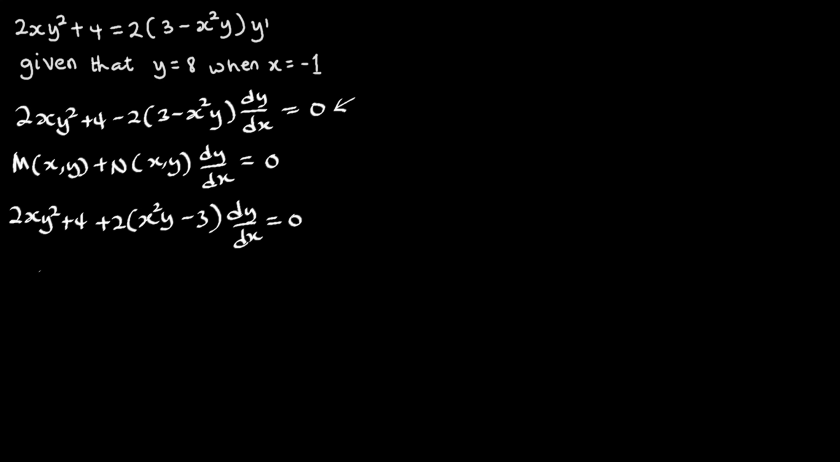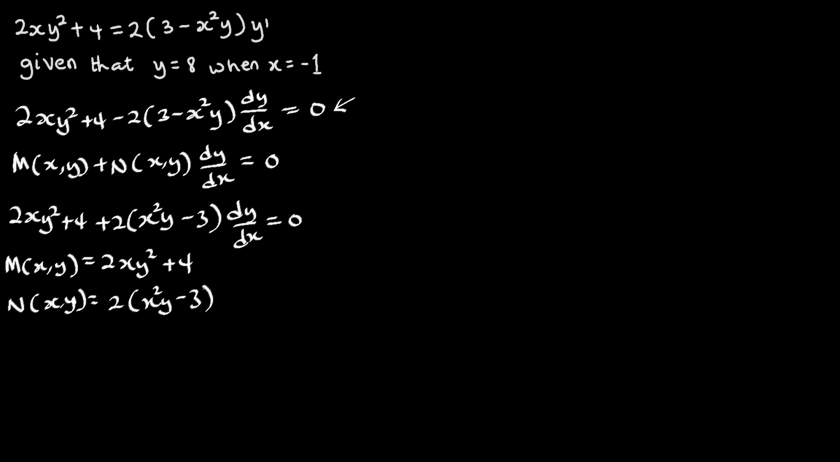From here we can find our M of x,y, which will be equal to 2xy squared plus 4. And then the N of x,y will be equal to 2 multiplying x squared y minus 3. We can actually expand this bracket. This will give us 2x squared y minus 6.